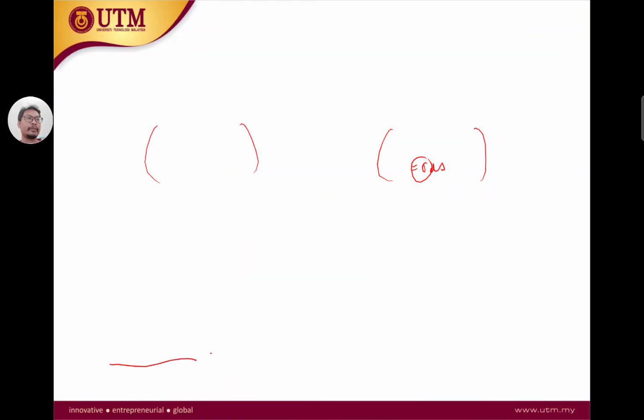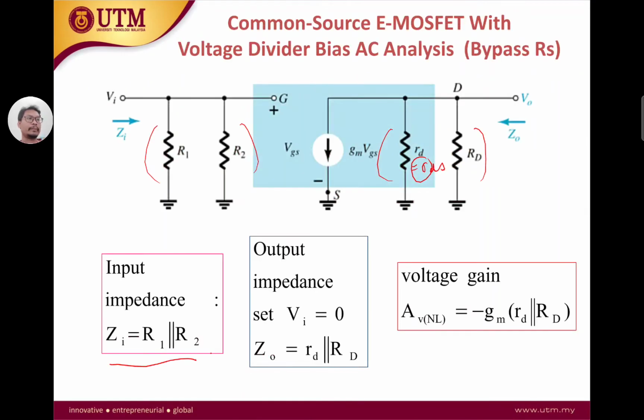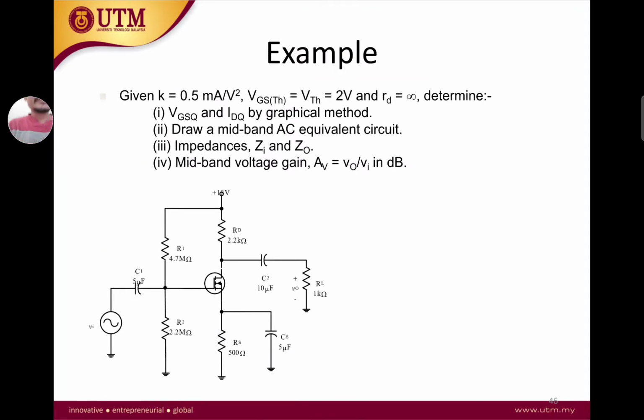Okay, so the voltage gain that we have derived is simply minus GM times RD and RDS in parallel. Okay, so let's look at another example here with some values. Given the circuit here, what kind of circuit is this? Again, it is actually a voltage divider bias circuit, where we have the resistors R1 and R2 there, in parallel.